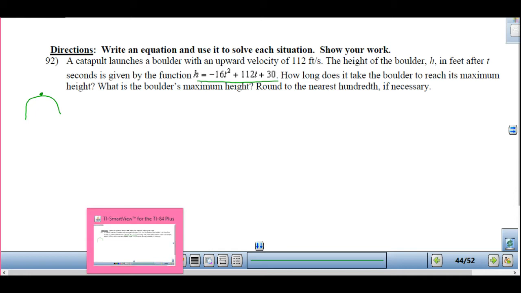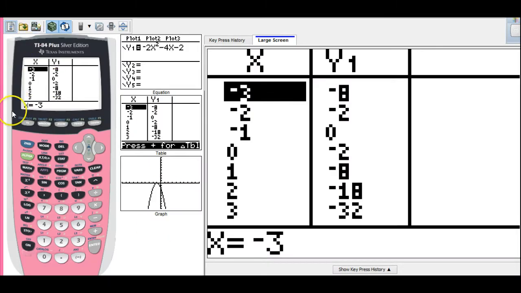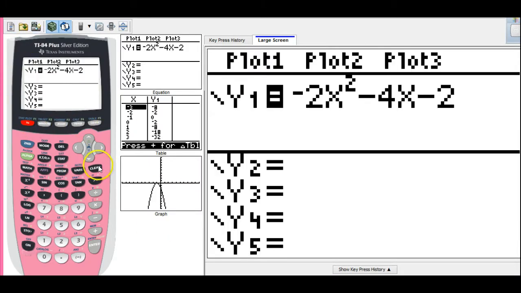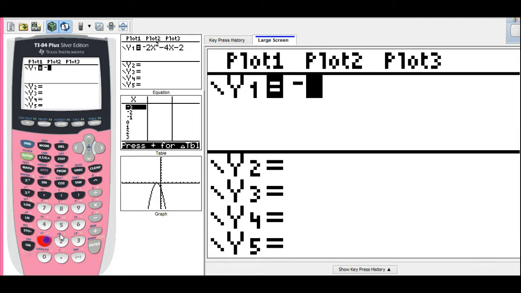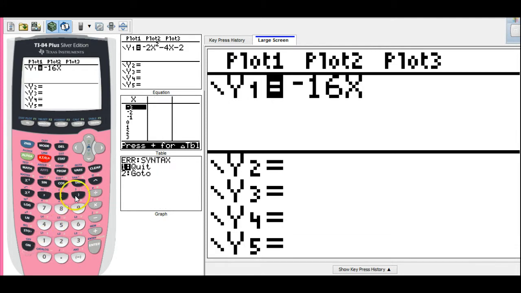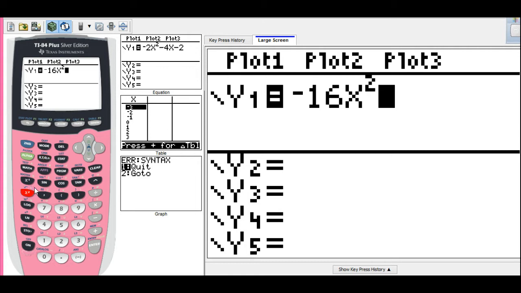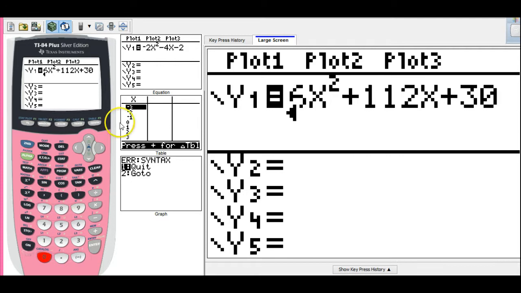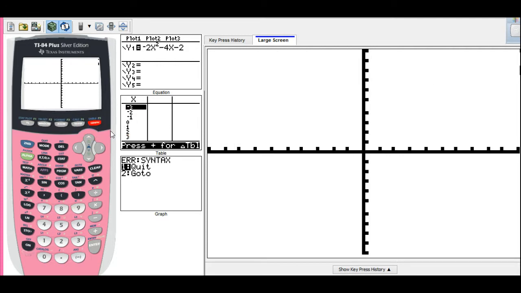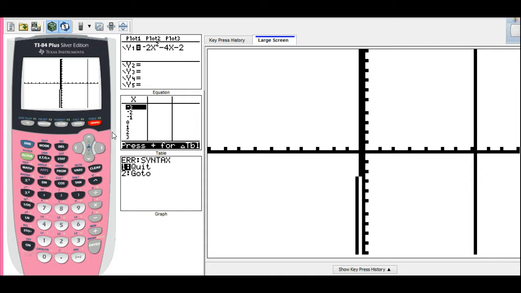So if we go back to our calculator, okay, and we go to our y equals. We have negative 16x squared. What's the rest here? Plus 112x plus 30. Okay, and when we graph this guy, okay, we see all kinds of funky stuff. So let's go zoom fit, so zoom 0.